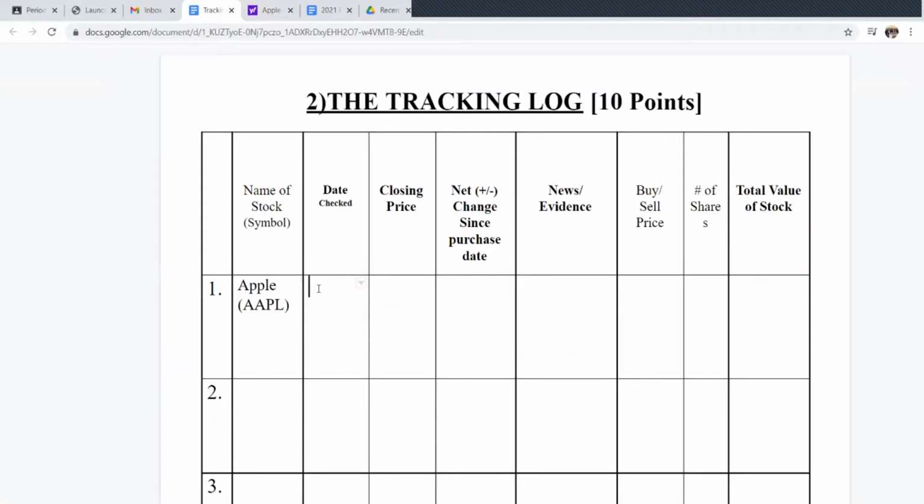Next, I checked this on October 16th, 2021. The closing price, as we just saw, was 144.84. For the net change and news and evidence, we're going to wait to do that after we enter the buy-sell price, which is going to stay the same every week. I paid 143.74 for Apple when I bought the stock.